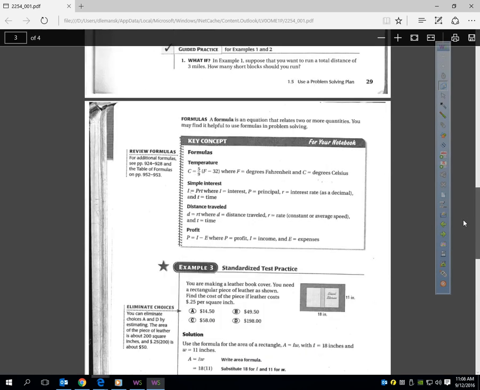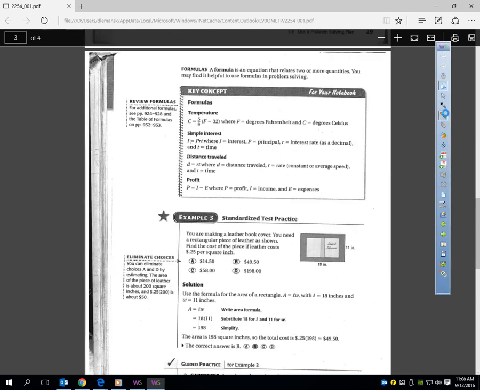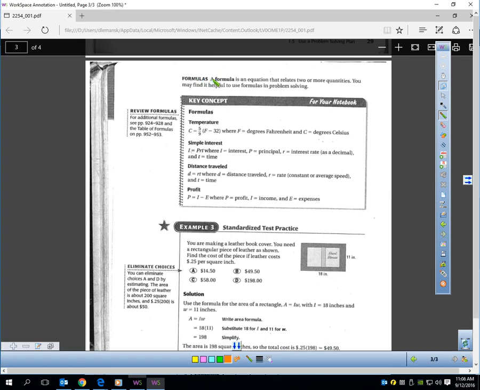One last thing that we have to do in this video, this will be a short video, is formulas. Sometimes we use a formula to solve a problem. A formula is an equation that relates 2 or more quantities. So in other words, here we would have 2 or more unknowns. If we have 2 or more unknowns in a problem, we can use a formula to solve it.